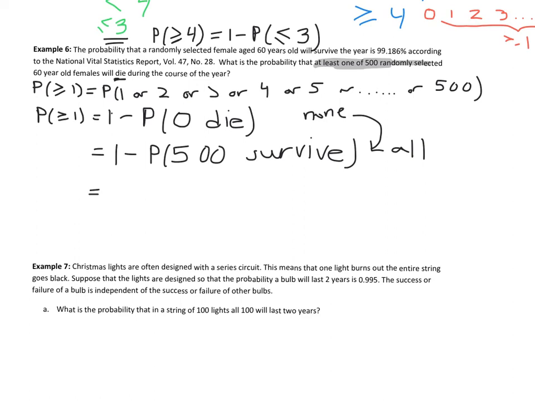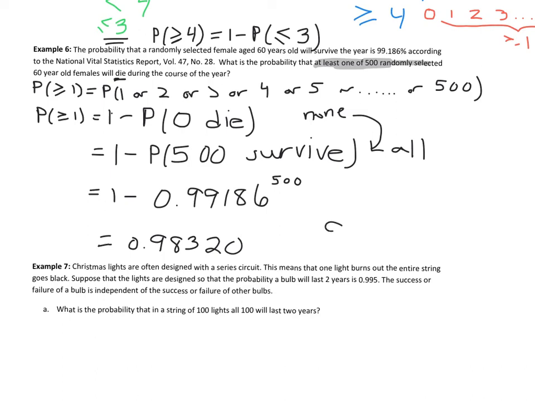Okay, so let's continue on. So 500 surviving means the first and the second and the third and the fourth, all the way up to 500 survive. So that's like the example we just did, but instead of 4 women surviving, 500 survive. So we're going to raise that probability to the 500th power. And so the probability that at least one woman out of 500 dies is 0.98320. So even though the survival rate is high for a woman to survive the year, if we look at a group of 500 women, the probability that at least one is going to die, even though the probability of survival is high, is 98%. So there you go.